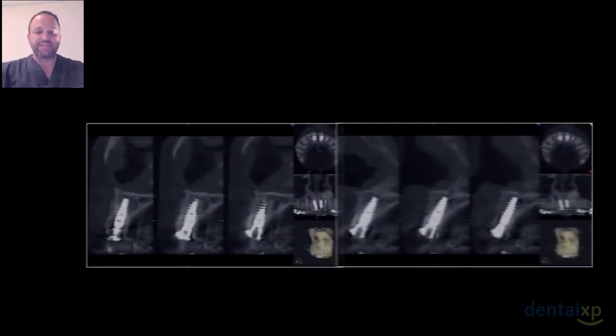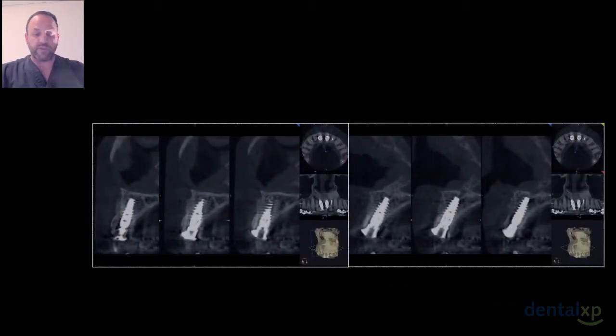When we did the final integration check, you can see the post-op scans, and you can see the beautiful buccal bone that we've created. And this is around 8 months post-op.